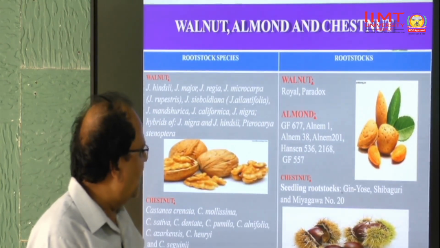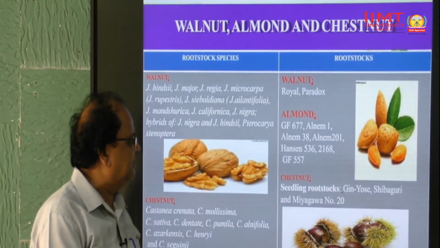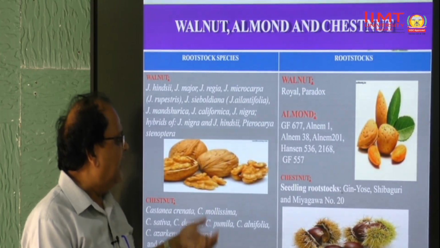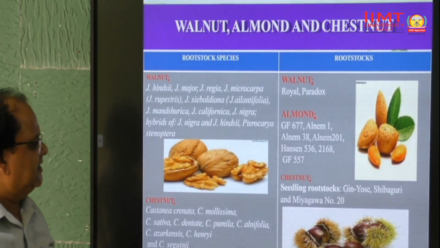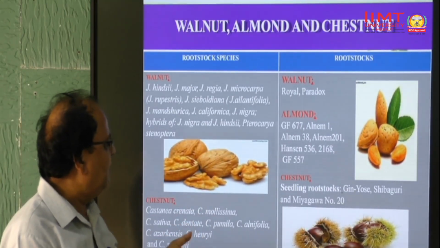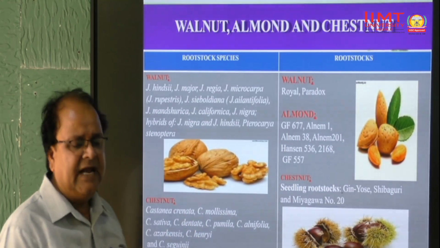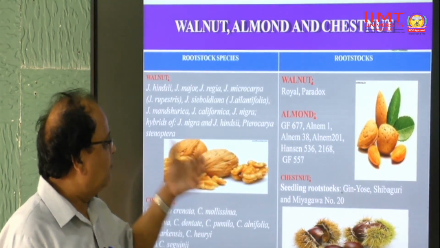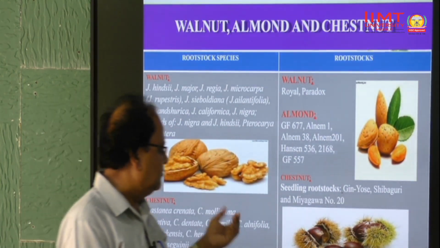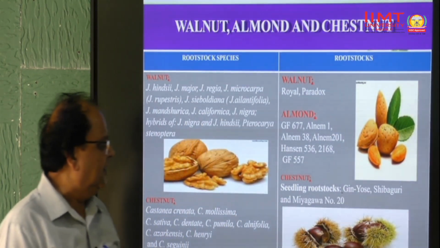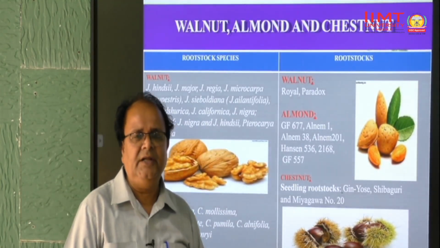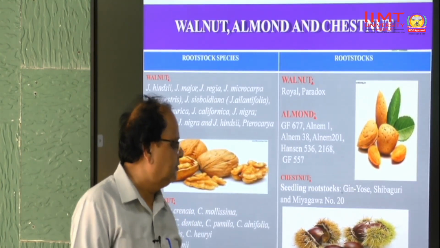In the case of the almond, GF 677, Alnem 1, Alnem 38, Alnem 201 and Hansen 536 and 2168 or GF 557 rootstocks are used for high quality almond. In the case of chestnut, seedling rootstocks such as Ginyose or Shibaguri, or Mayagawa number 20, are used for the production of the chestnut.